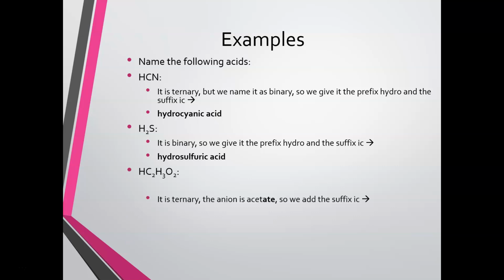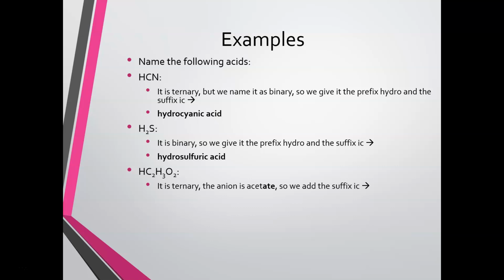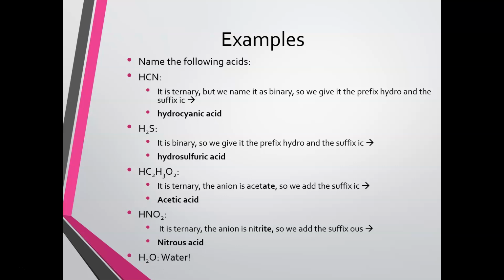HC2H3O2, it's going to be ternary. The ion is acetate. Ate ending becomes ic, meaning we have acetic acid. HNO3, that is going to also be ternary. NO2 is nitrite, so ite becomes us, giving us nitrous acid. See how simple that is? And let's not forget, this one always gets students, H2O, they want to start telling me they have hydroxyic acid, but it's just good old water, even though it starts with an H in front. We'll get more into that second semester as to why water is kind of weird like that.